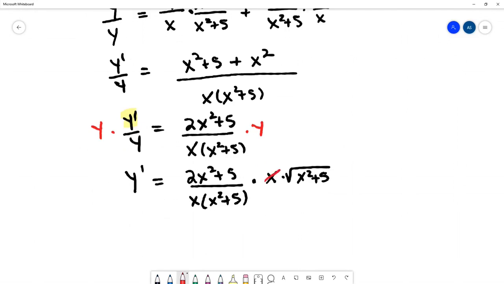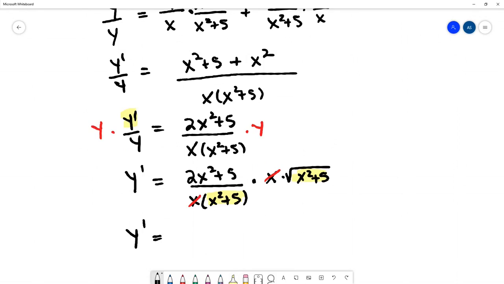Now the x's will cancel here. And I do have these two factors with the same base. I want to combine them together. So I'm going to use some of our exponent properties. When you have the same base and you're dividing, you simplify by subtracting the exponents.